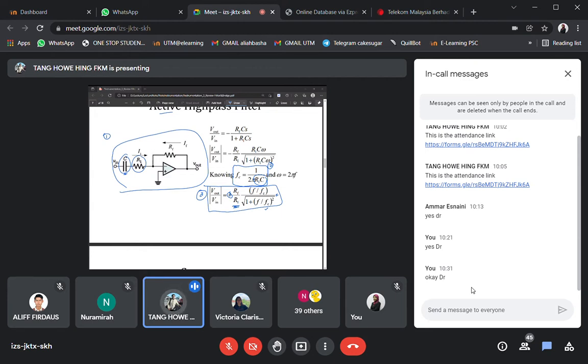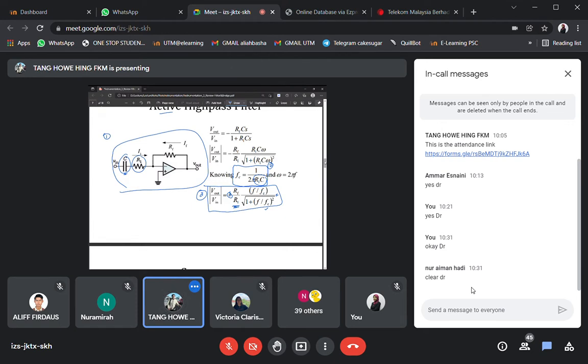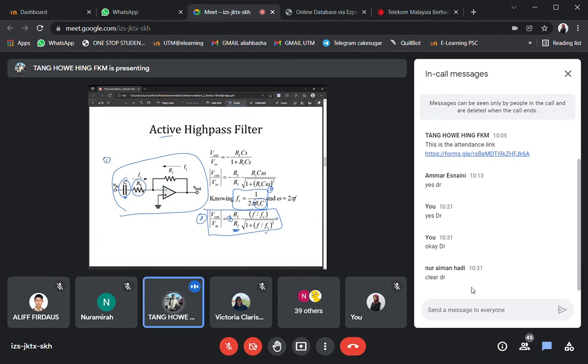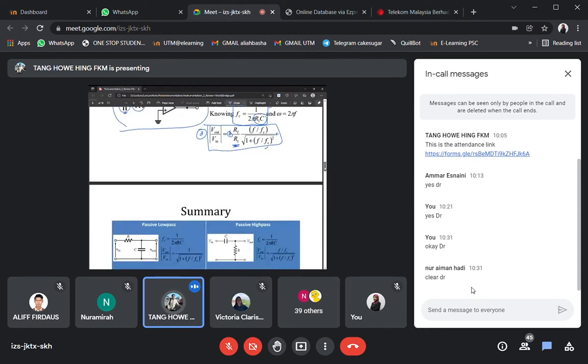Okay, so that is the equations and circuits that you need to memorize in order to use them in the design. So now let's move on.